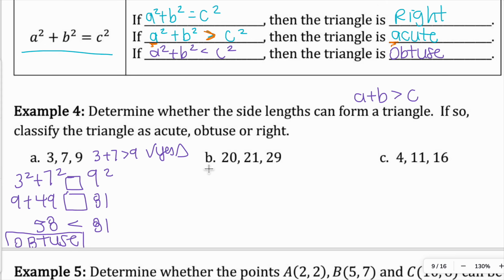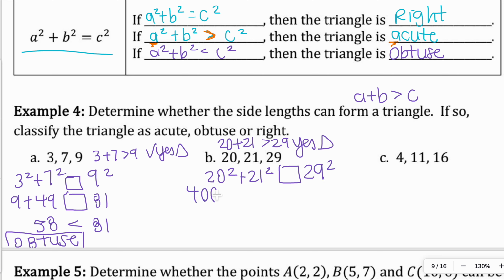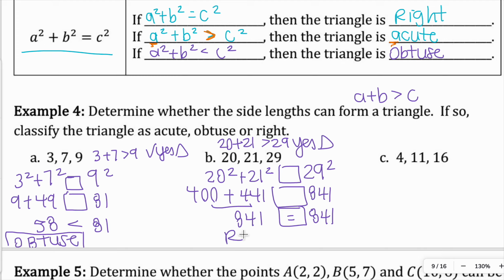So then we try the next one. 20, 21, 29. If I add those just simply, 20 plus 21 is 41, and that is greater than 29. So yes, it's a triangle. So now I can take 20 squared plus 21 squared and see how it compares to 29 squared. I know 20 squared is 400, 21 squared is 441, and then 29 squared I got is 841. And if I add 400 and 441, I get 841. 841 is equal to 841. So I can say this is a right triangle because we had a squared plus b squared equaling c squared.